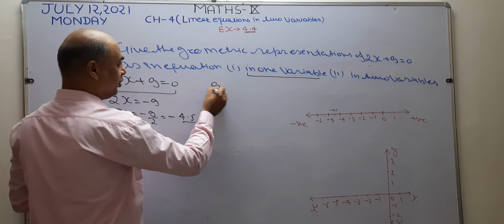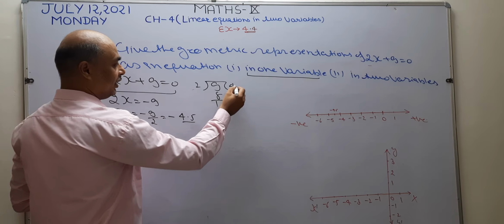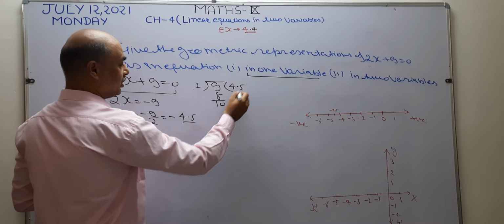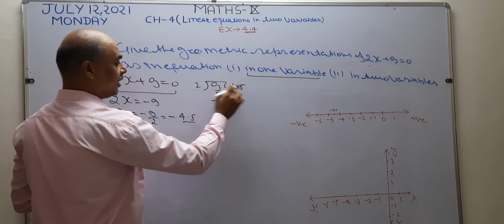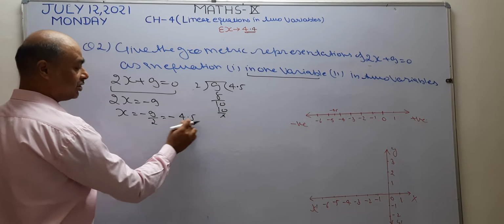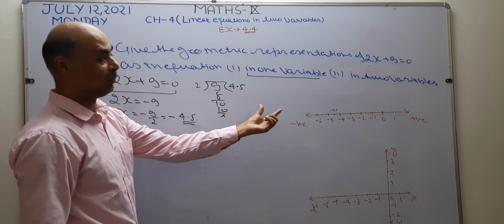It means when you divide 9 by 2, 2 4s are 8. 1 is left. Take the decimal here. After taking the decimal, bring down the zero. 2 5s are 10. So the value becomes 4.5. Since the negative sign is there, it is represented by minus 4.5. So I want to represent this minus 4.5 on the number line.